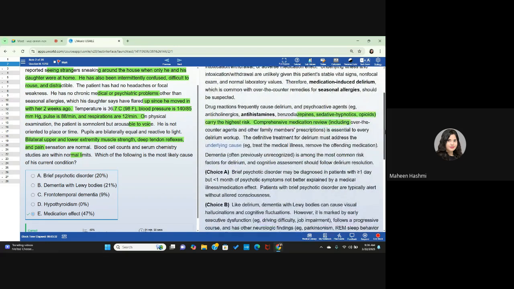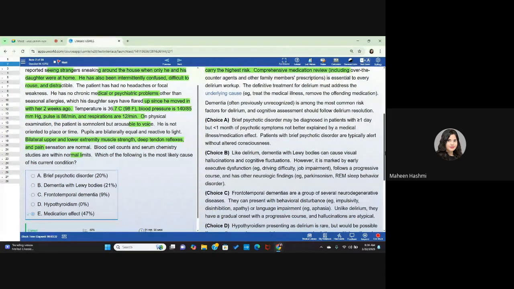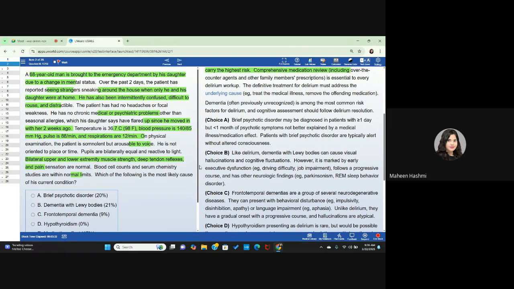All right, again, it cannot be frontotemporal, because frontotemporal usually involves less of an adult man. They usually involve younger people. Again, in frontotemporal, you will see personality changes first. So it doesn't paint the picture of that.